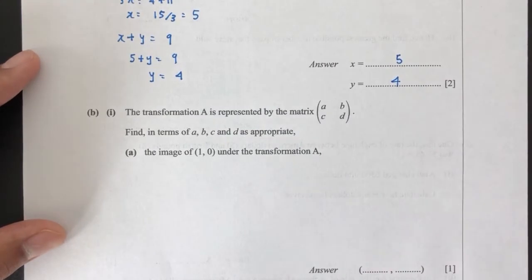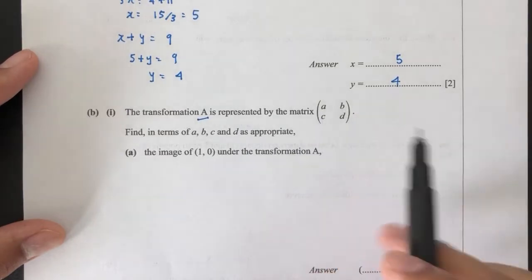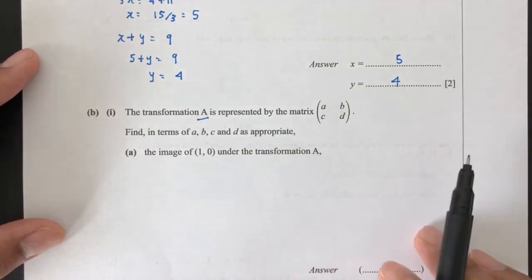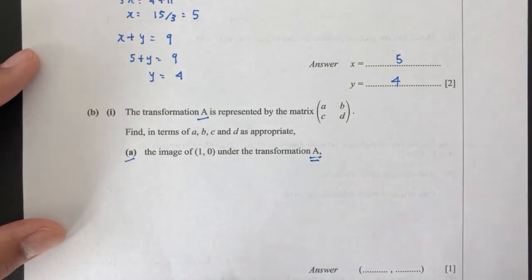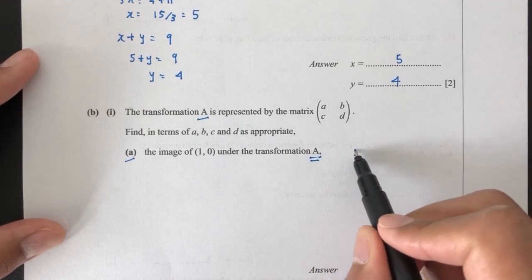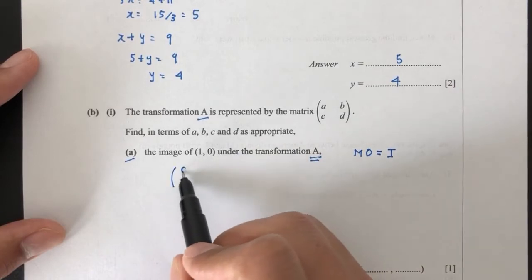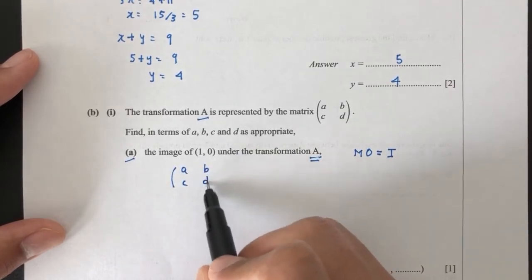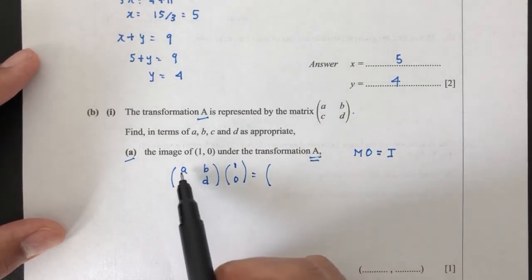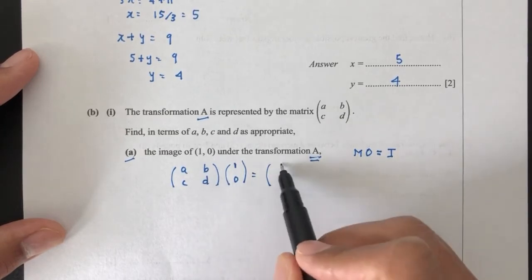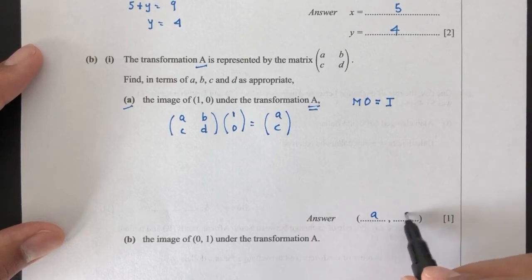Now moving on to part B. The transformation A is represented by the matrix A, B, C, D. Find, in terms of A, B, C, D, the image of this point under the transformation. As we know, it's always matrix times object that will give you the image. So matrix A, C, B, D times the point 1, 0 will give you what? It becomes A times 1, that will be A, and that will be C. So the point will be A and C.